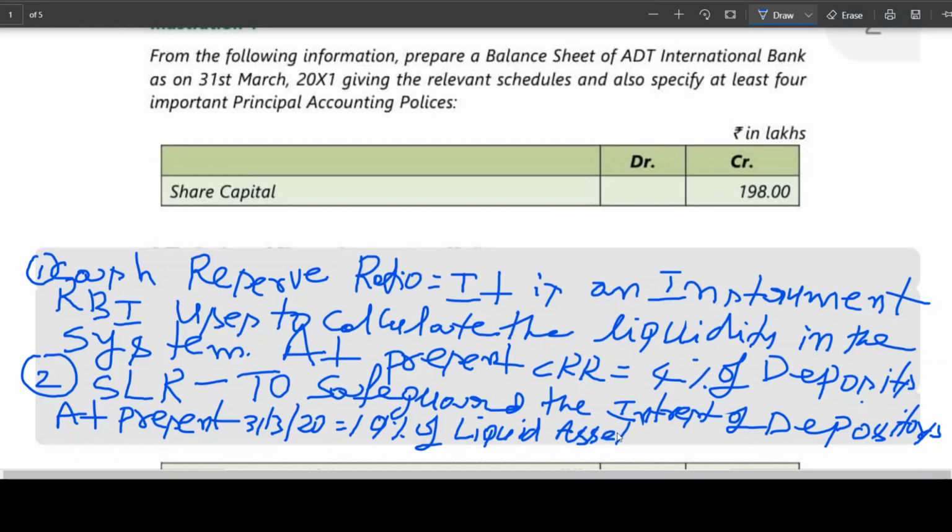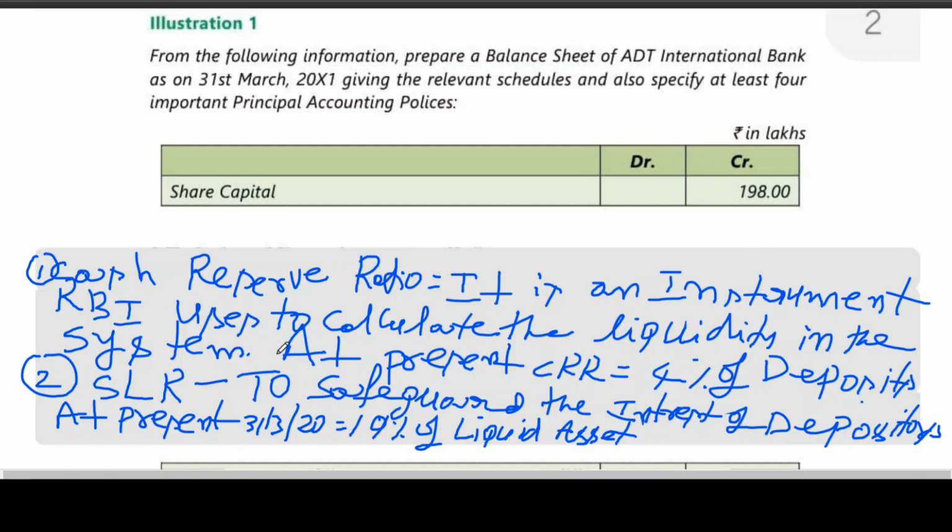It is on liquid asset. I think cash reserve ratio is an instrument RBI uses to control liquidity in the system. At present, CRR is 4% of deposits. SLR is to safeguard the interest of depositors; at present, on 31st March, it is 19% of liquid assets. So these two points we are discussing today in the problem.